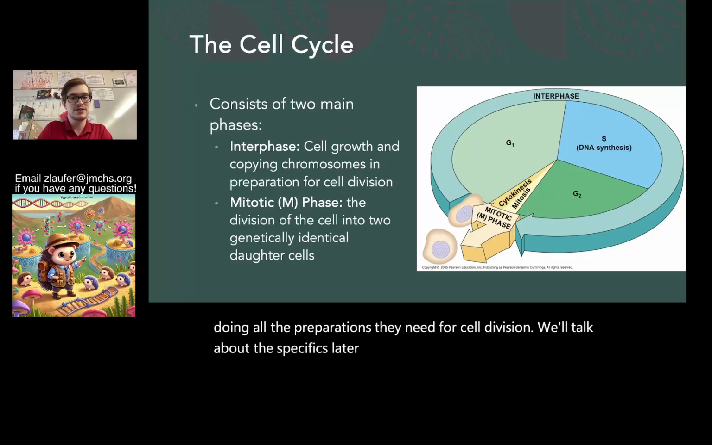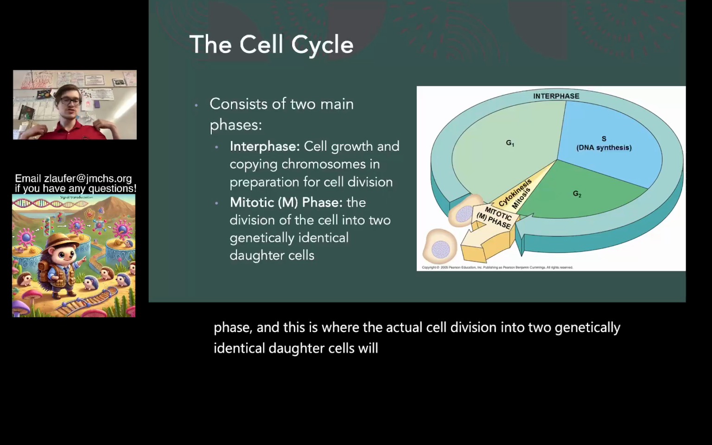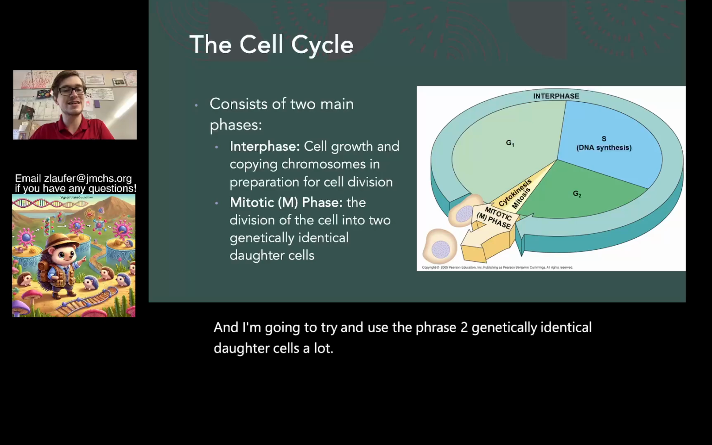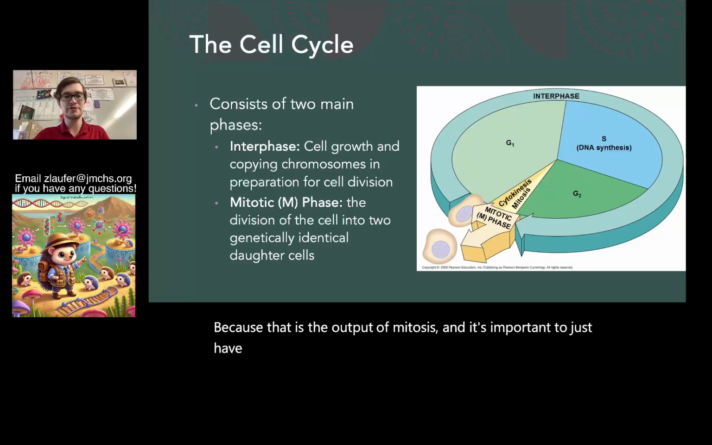And then the M phase is the mitosis phase, and this is where the actual cell division into two genetically identical daughter cells will happen. And I'm going to try and use the phrase "two genetically identical daughter cells" a lot, because that is the output of mitosis, and it's important to just have that drilled into your memory.